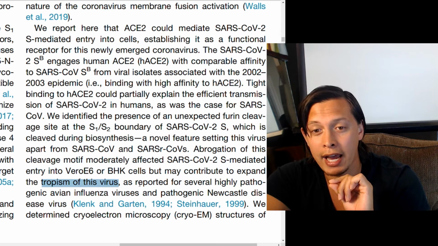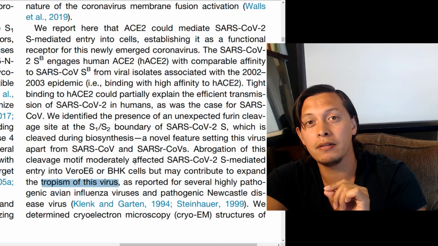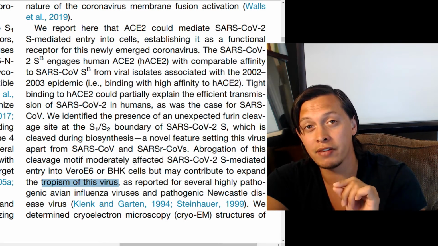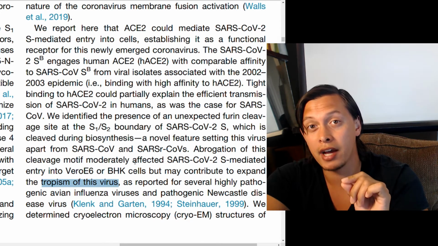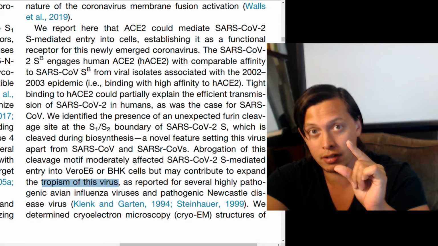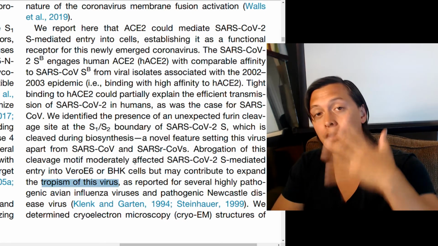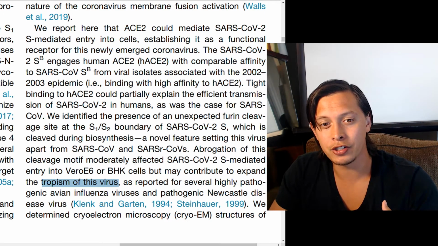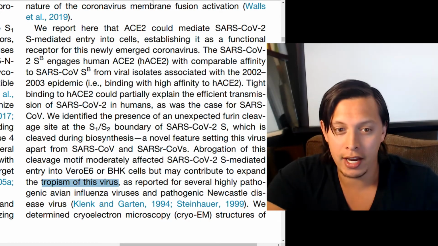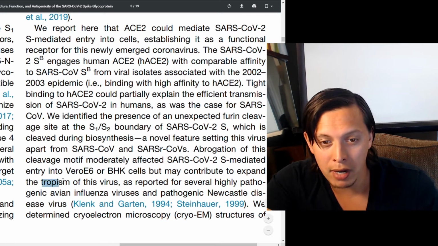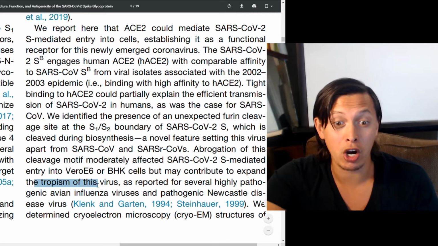if it has this polybasic cleavage site, it can infect not just specific cells, but many types of cells, because the enzyme that is used to break apart this cleavage site is found throughout the entire body. The term would be it's ubiquitous. So when they say it can affect the tropism of the virus, what they're saying is it's affecting which cells or which tissues are being infected.